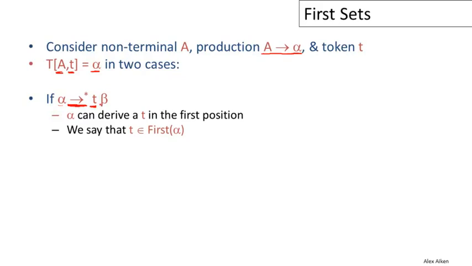If there is such a derivation, then using the move A goes to alpha when T is the next input symbol would be a good idea, because then we would be able to match the T. Eventually alpha could generate the T, and then we'd be able to match the T and continue with our parsing of the rest of the input. So in this situation, when alpha can generate a T in the first position, we say that T is an element of the first of alpha. T is one of the things, there may be more, but T is at least one of the terminals that alpha can produce in the very first position.